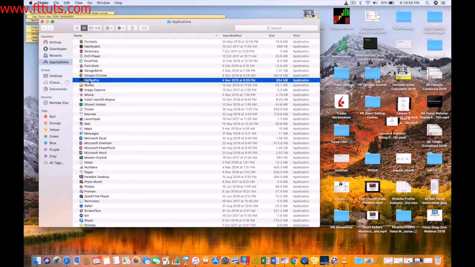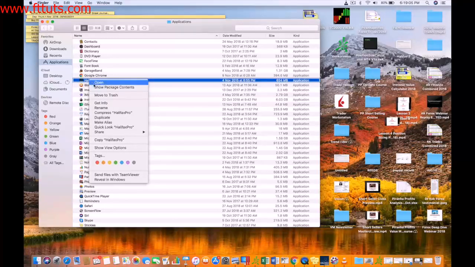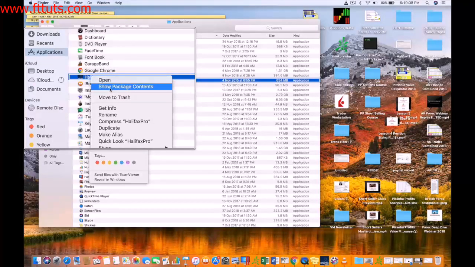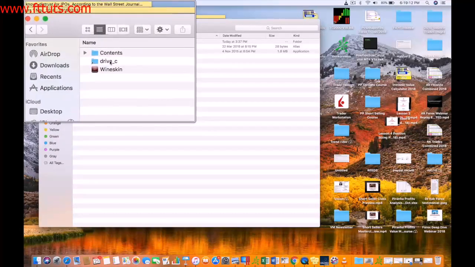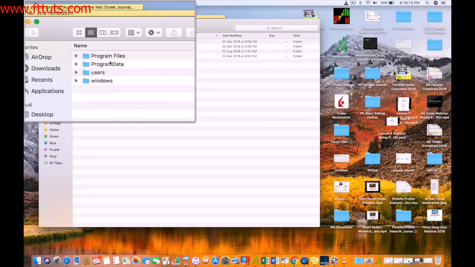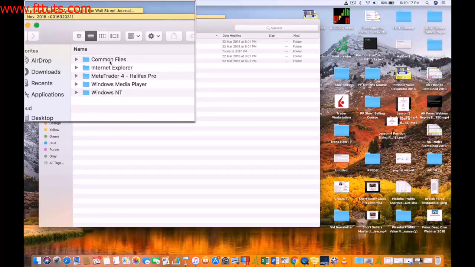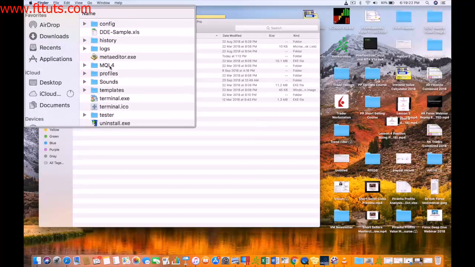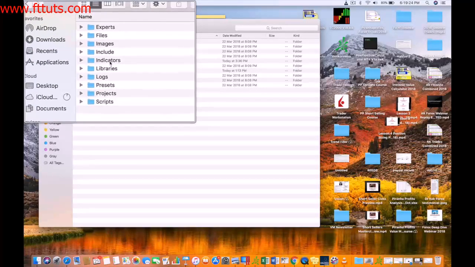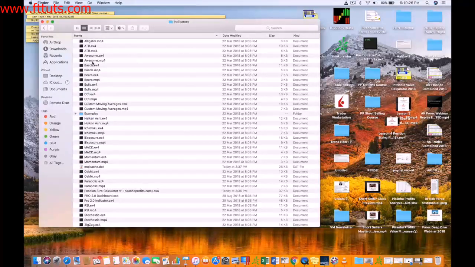So you go to the icon of your broker, whether it's IC Markets or OANDA or whatever it is. You right click and go to Show Package Contents. Click on that and go to Drive C. Go to Program Files. Go to MT4. Go to MQL4. Go to Indicators. That was a big mouthful, so you have to rewind it and watch it slowly.